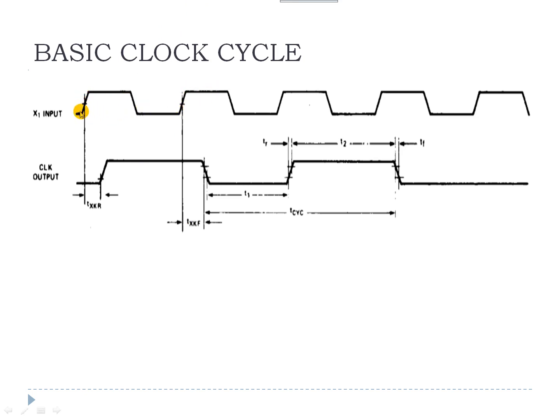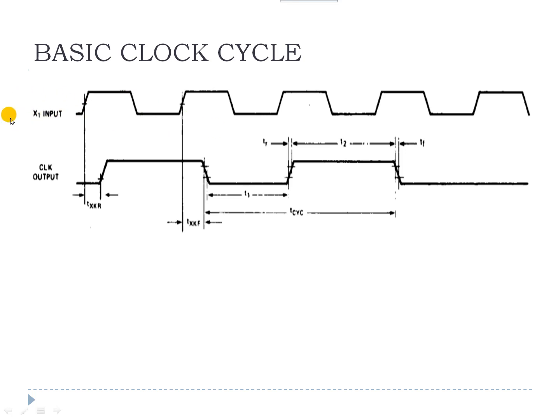Here you can notice that this is one slanting edge, and this is another slanting edge. The first edge is the rising edge because it is rising from 0 to 1, and this particular edge is called the trailing edge because it is trailing from 1 to 0. So likewise we can draw the clock cycle of a microprocessor signal.